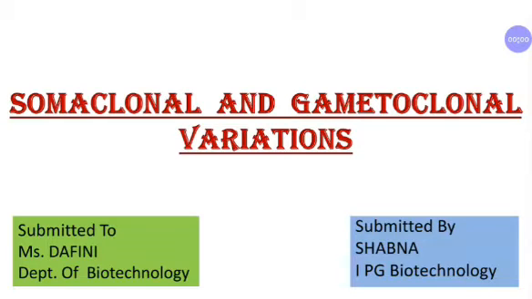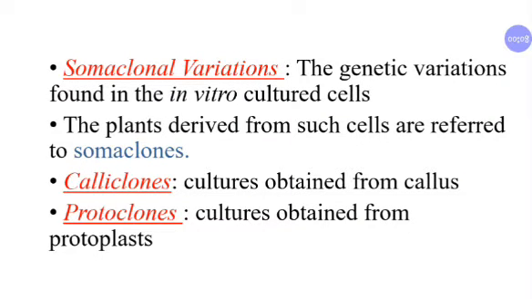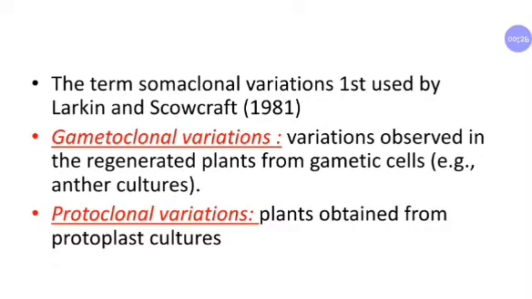Hi friends, my topic is somaclonal and gametoclonal variations. The genetic variations that we can see in vitro cultured cells are called somaclonal variations. Such plants are called somaclones. Cultures obtained from callus are called calliclones and the cultures obtained from protoplasts are called protoclones.